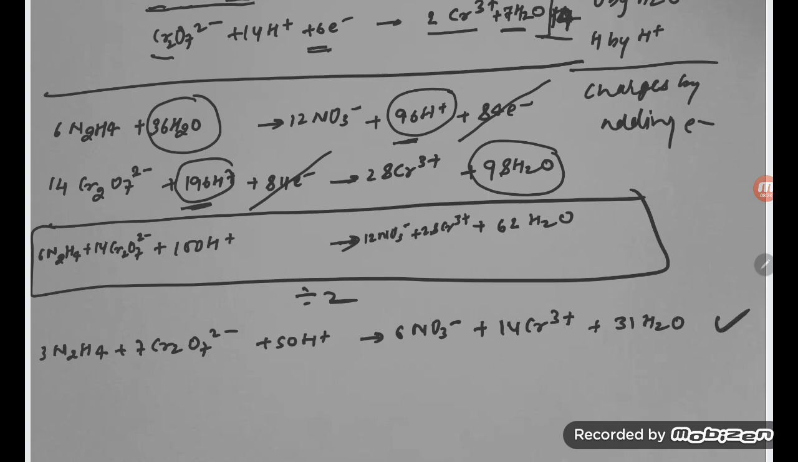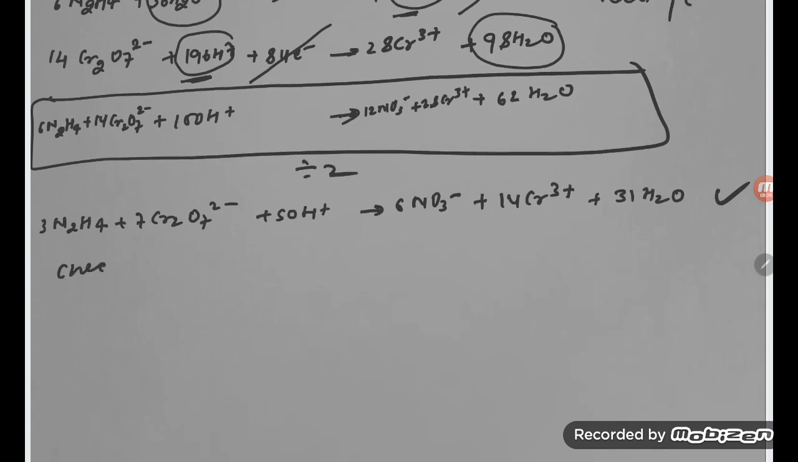So this is the balanced one. Let me check the answer. How can you check, student? Nitrogen, hydrogen, chromium, oxygen and charge. Nitrogen, how much? 6. This side here is 6. Hydrogen: 4 times 3 is 12 and 50. So 12 and 50, it is going to be 62. This side you can go: 6 times 3 is 18, plus 6 is 18, and here is 62.